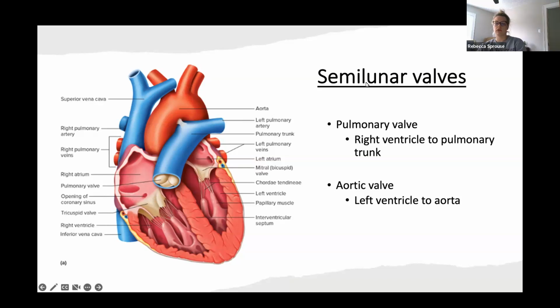Now we also have 2 semilunar valves. The 2 semilunar valves, one is here. That's called the pulmonary valve, leading into this big blue vessel. The aortic valve is not seen in this picture. It should be seen in another picture coming, but it's going to be about here, going this direction up into this aorta. So the aortic valve is here. It would go into the aorta. The pulmonary valve separates blood from the right ventricle into the pulmonary trunk, the aortic valve divides the left ventricle from the aorta.